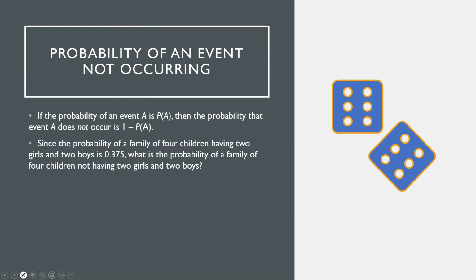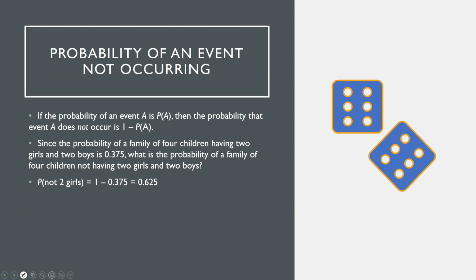Let's do that. Since the probability of a family of 4 children having 2 girls and 2 boys is 0.375, or 37.5%, what's the probability of a family of 4 not having 2 boys and 2 girls? Well, if I wanted to know the probability of not having, I would go ahead and say not 2 girls. That means it's not going to have 2 boys. So that would be 1 minus 0.375, which is 0.625, or 62.5%.